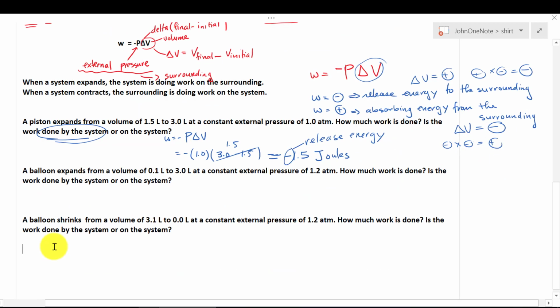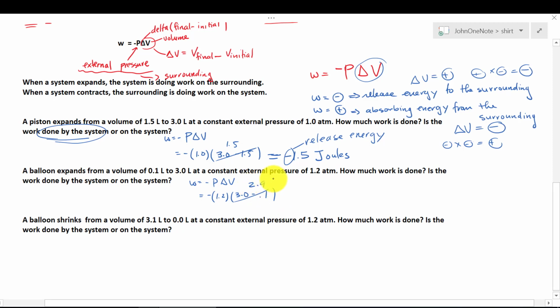Let's try another problem. A balloon expands from a volume of 0.1 liter to 3.0 liters at a constant external pressure of 1.2 atmospheric pressure, or atm. How much work is done? Is the work done by the system or on the system? Same thing. Work is equal to negative P times delta V. In this case, P is 1.2. What is our delta V? Well, the final volume is 3.0 minus the initial, which is 0.1, so this is equal to 2.9.